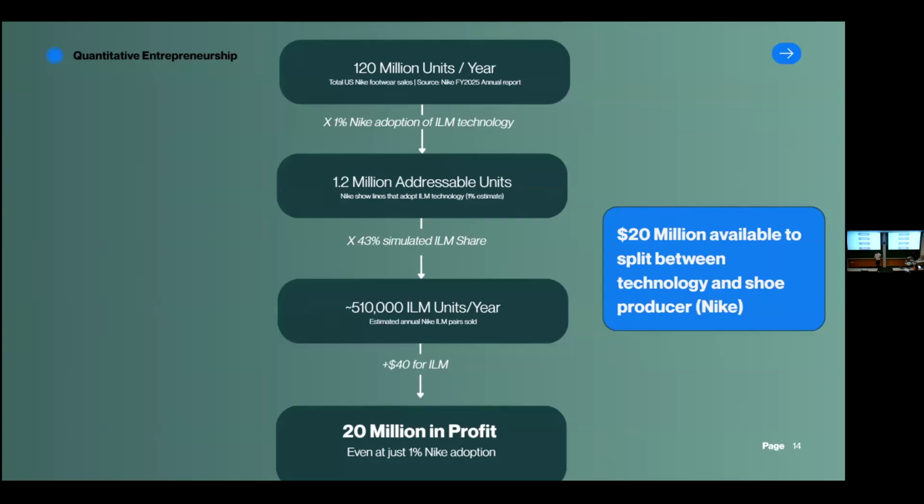Based on the analysis that Jan just talked about, we're able to capture about 43% of that. That brings us to around 500 ILM units. And around that range, we're able to charge our customer a $40 premium over a standard shoe. That brings us to about $20 million in profit, even in our worst case scenario. And that $20 million is basically split between the technology provider and the shoe provider.